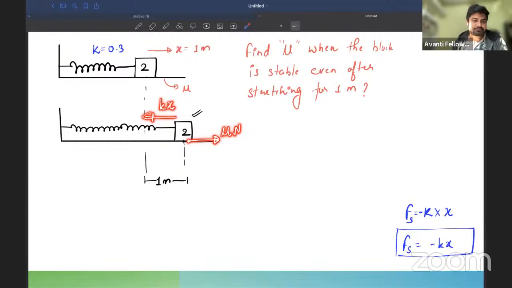So what will happen in this case? In this case, both forces should be equal. Then only this block will be stable. That is the main concept here. This block should be stable even after pulling 1 meter. Then what is the value of mu? I'm giving you 1 minute. Let's see who can answer.